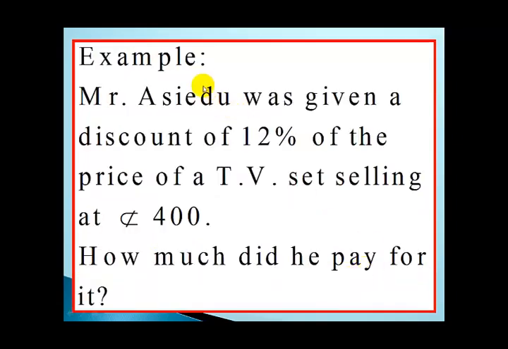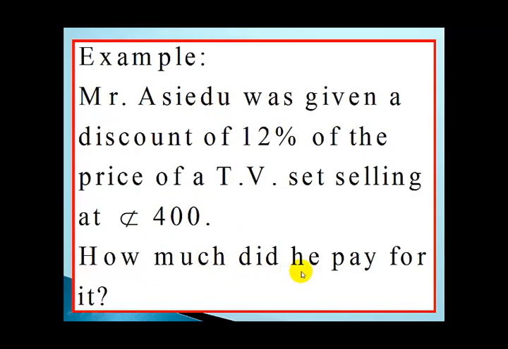Now example, Mr. Asiedu was given a discount of 12% of the price of a TV set, selling at 400 cedis. How much did he pay for it? Now let's look at this question. The price of the TV set is 400 cedis, but Mr. Asiedu has been given a discount of 12%. So how much did he pay for it?